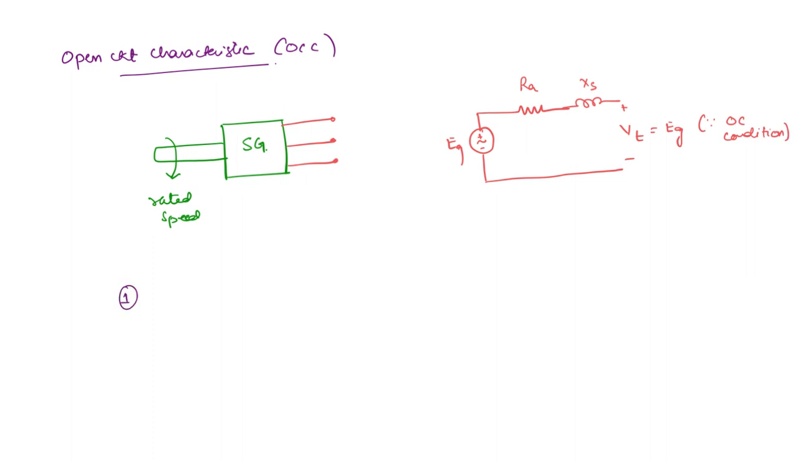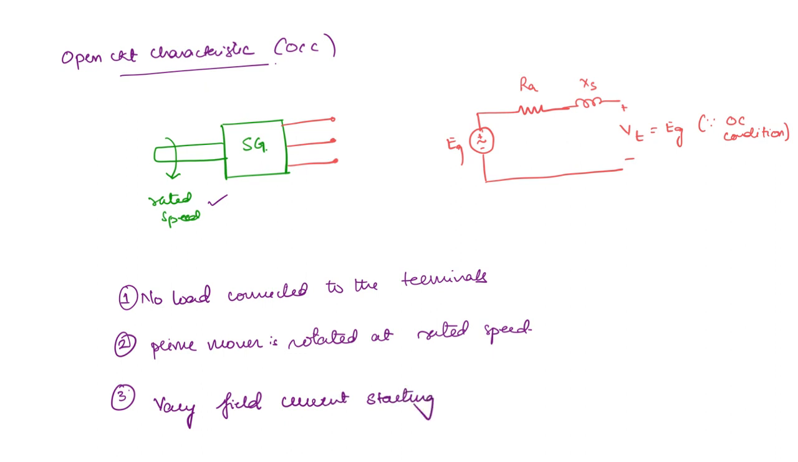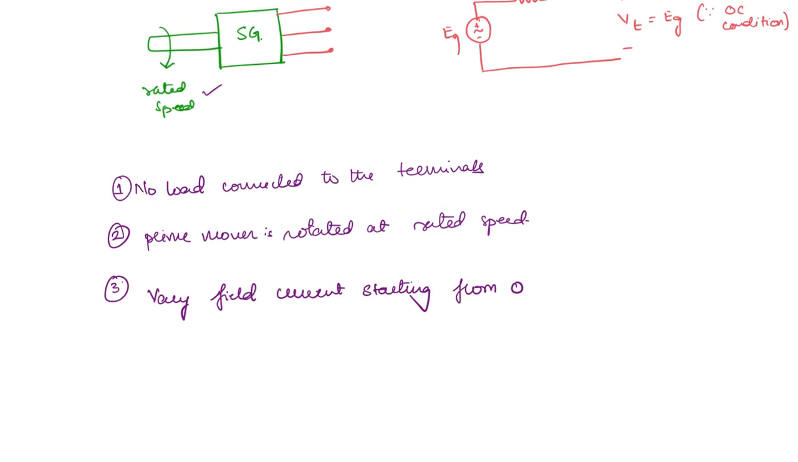So, now what did we do? We did not connect any load to the terminals. And what was the speed with which we rotated? At the rated speed. The prime mover is rotated at rated speed. Okay. So, now what do we do? We vary the field current starting from 0. That means first you will keep IF is equal to 0.